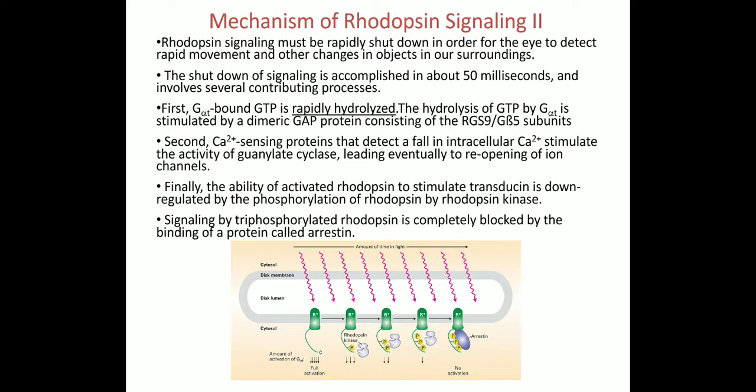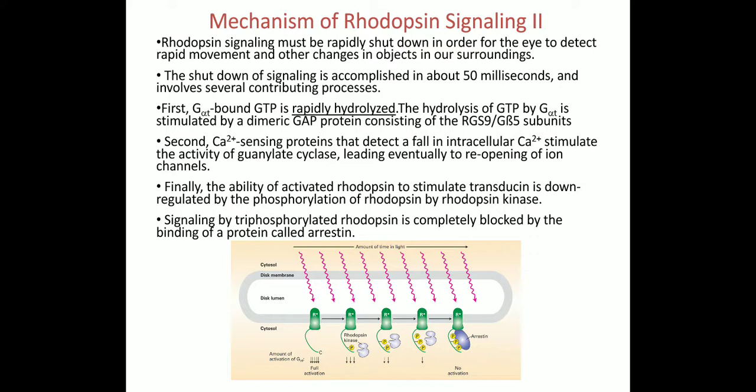First, G alpha T, or GT alpha, bound to GTP is rapidly hydrolyzed. The hydrolysis of GTP by G alpha T is stimulated by a dimeric GAP protein consisting of RGS9 and a beta 5 subunit. Second, the calcium sensing proteins that detect a fall in the intracellular calcium stimulate the activity of a guanylate cyclase, which leads to reopening of the ion channel.